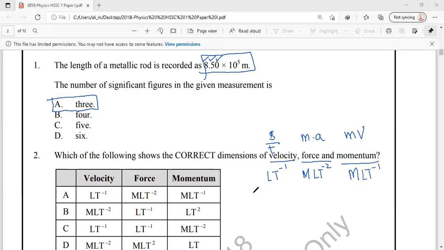So let's see which option best describes the dimensions of these three quantities: LT^-1 for velocity, MLT^-2 for force, and MLT^-1 for momentum. So here we have the correct answer, that is option C.